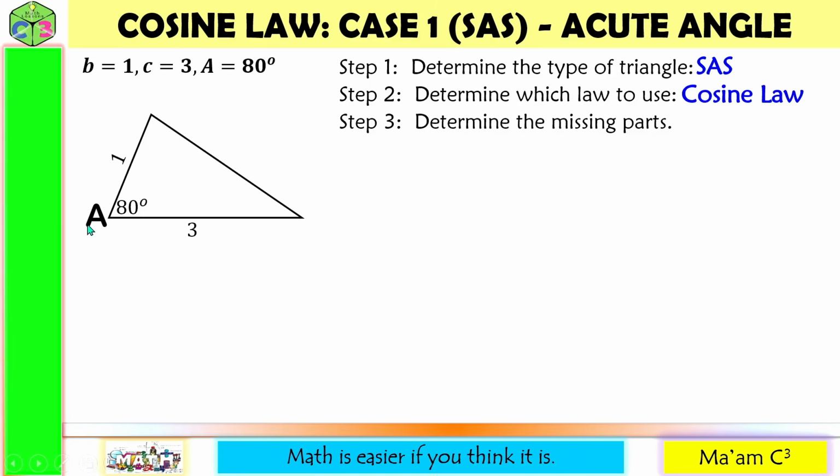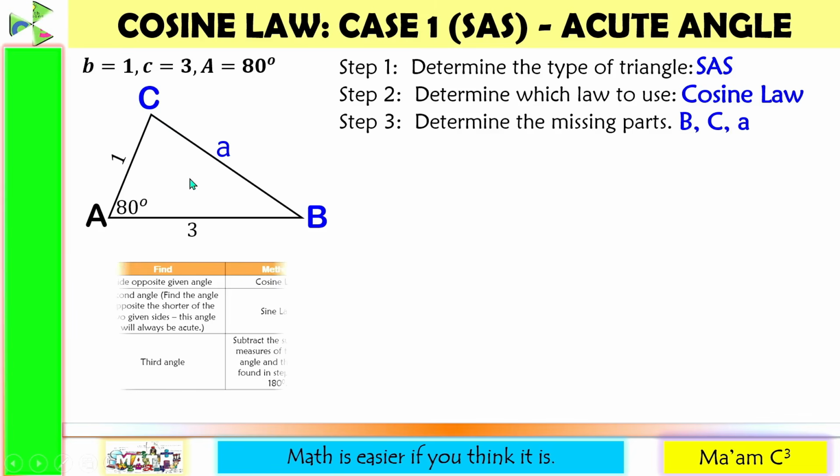So let me label first this side. Opposite angle A is side A. If this is side B, then this is angle B. If this is side C, then this is angle C. The missing parts are angle B, angle C, and side A. Let us recall the steps in solving SAS.